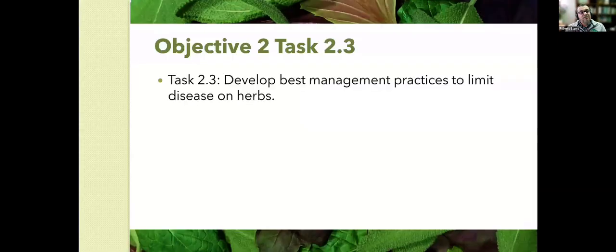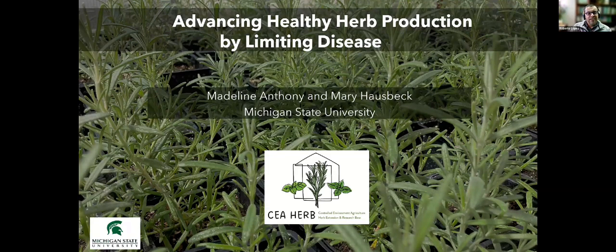The next part of Objective 2 is Task 2.3, and this is really to develop best management practices to limit diseases on culinary herbs. This work is being conducted here at Michigan State by Madeline Anthony, as well as Mary Hausbeck.